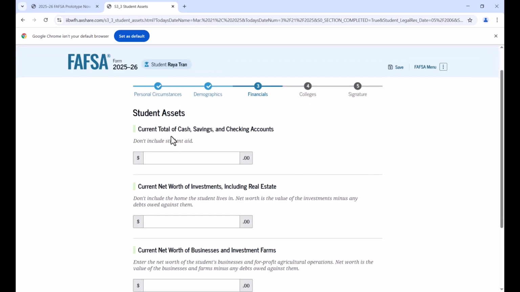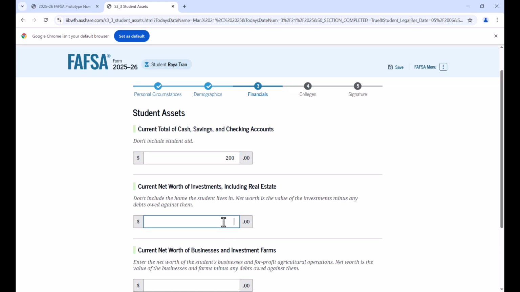Now we're entering into the total cash, savings, and checking accounts. Current total cash, savings, and checking accounts. So we're in the asset portion of the FAFSA form, and this is where students need to put in their total of cash, savings, and checking account amounts. So we're just going to put a total of 200 here.